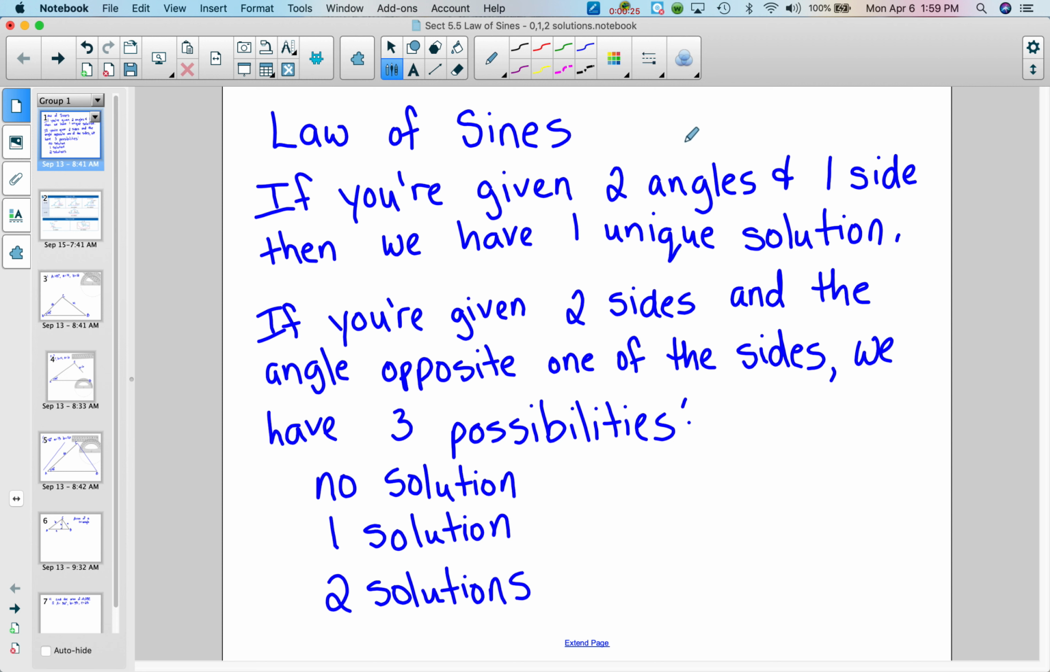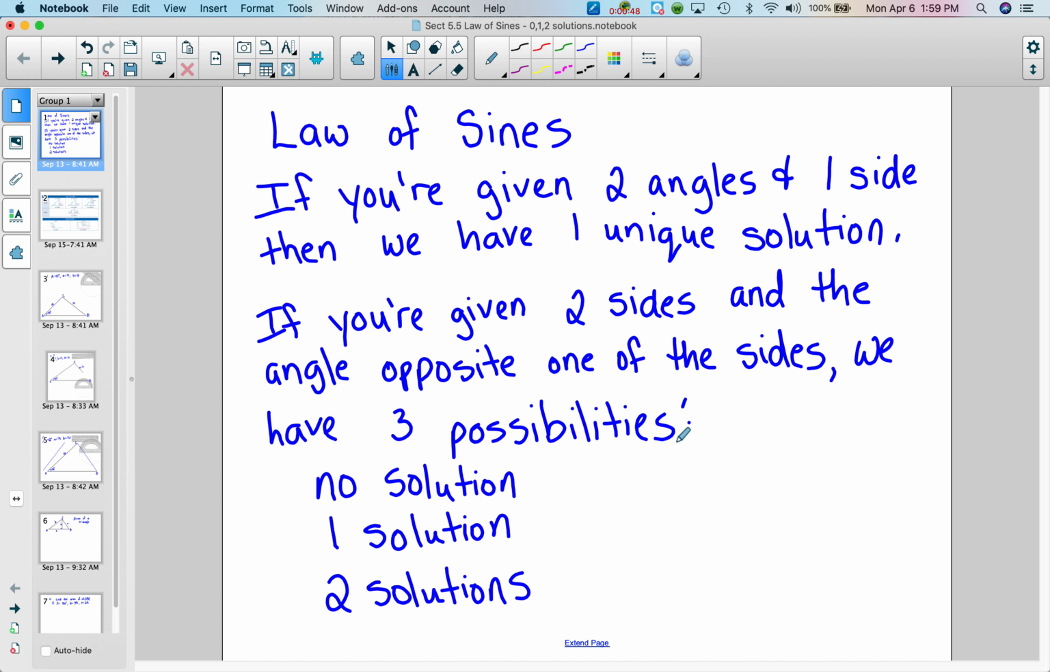So depending on what you're given with the triangle, if you're given two angles and one side, then you're going to have one unique solution. Remember, if you know two angles, then you really know three, because the other angle, you just add them up and subtract from 180.